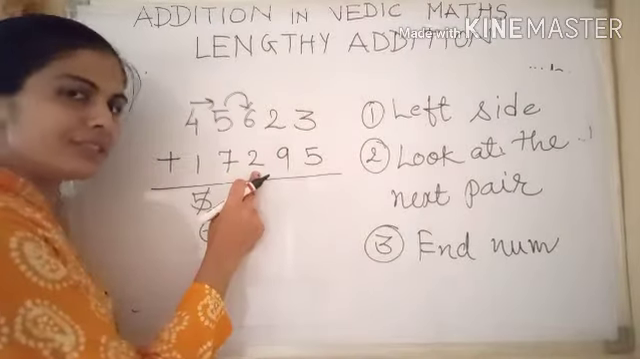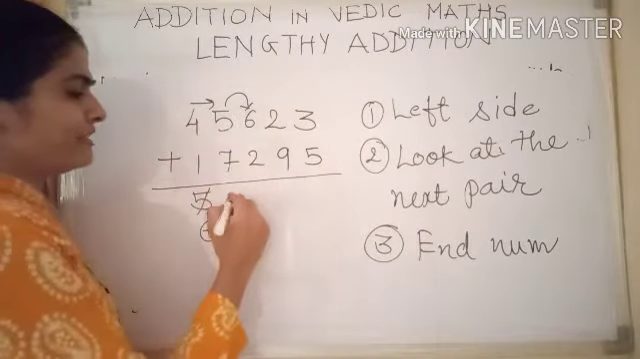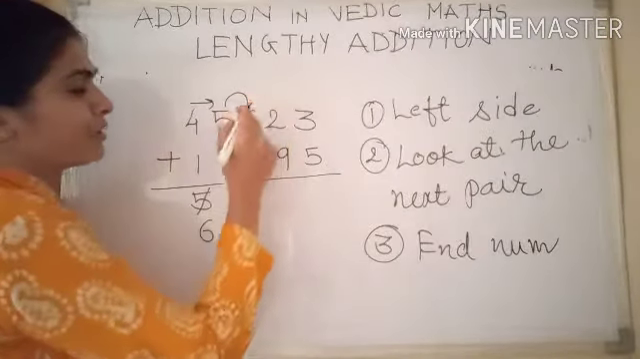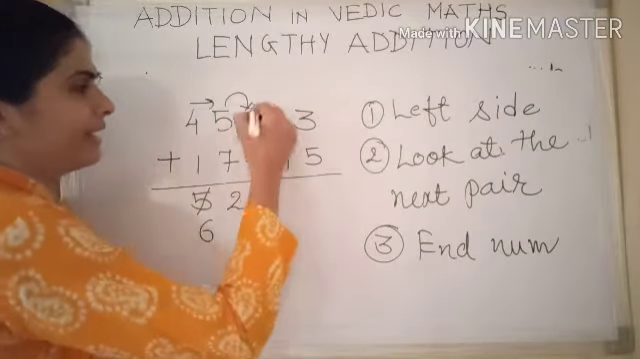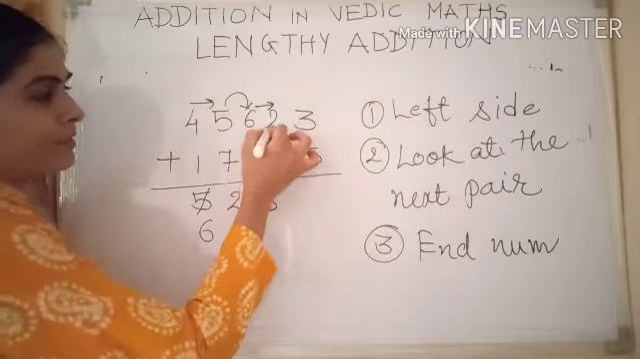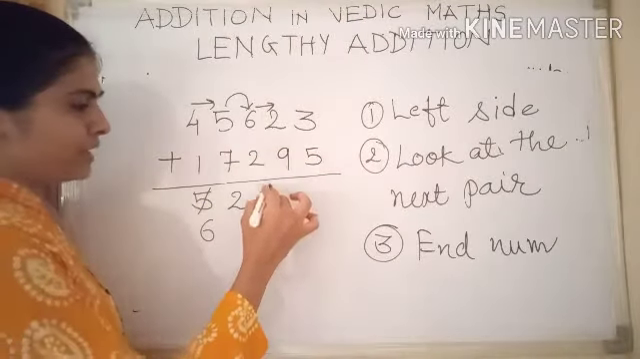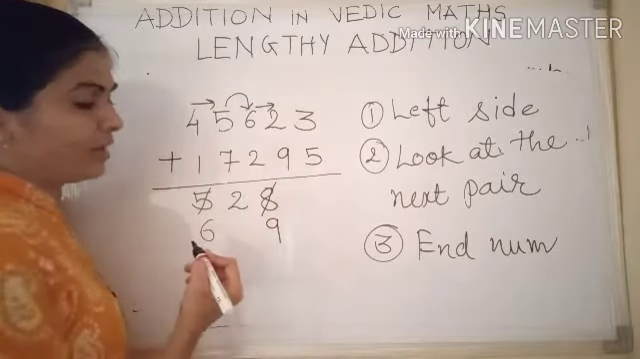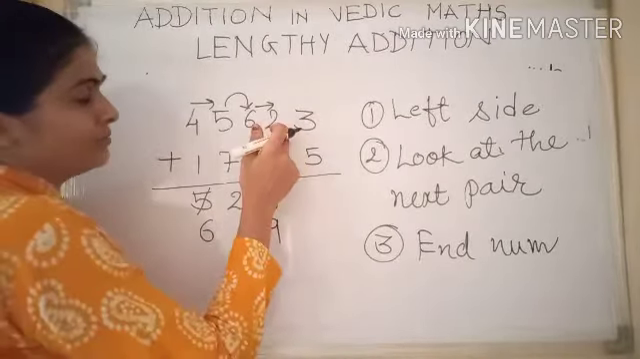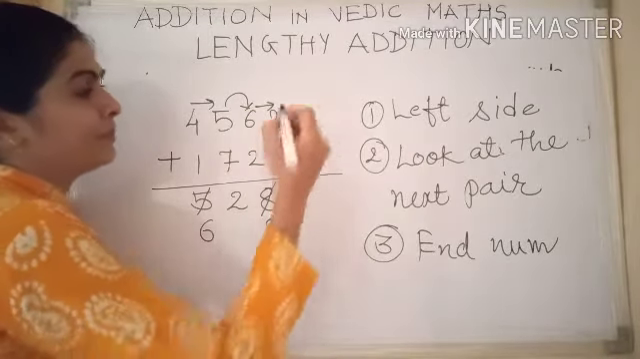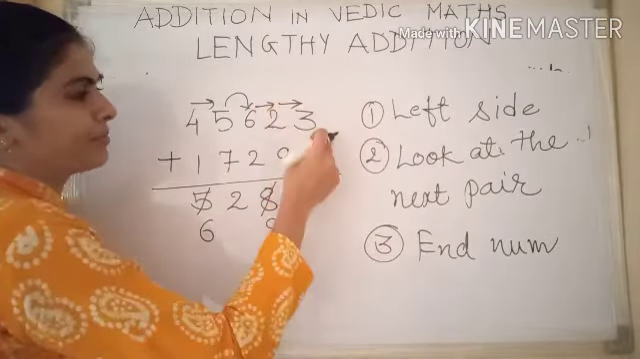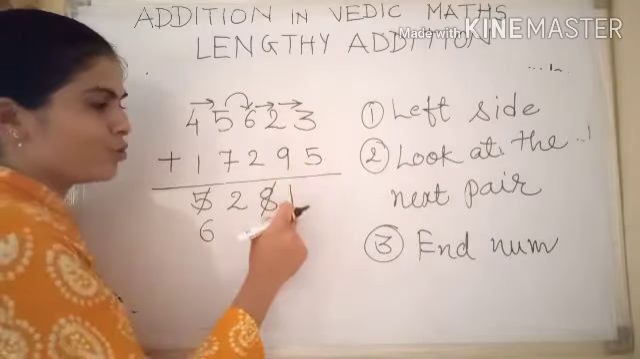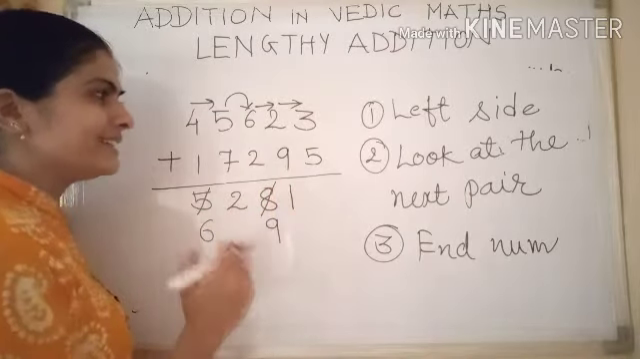There is 6 and 2 which is a non-carry combination. So 5 and 7 is 2. Write down 2 only. Now 6 and 2, which is 8. But what about the next pair? It is 2 and 9 which is a carry combination. It means here we cannot write down 8 for 6 and 2. We need to write down 9. We need to add 1. Now 2 and 9 which is 1. But what about the next pair? Next pair is 3 and 5 which is a non-carry combination. So we will keep 1 as it is.